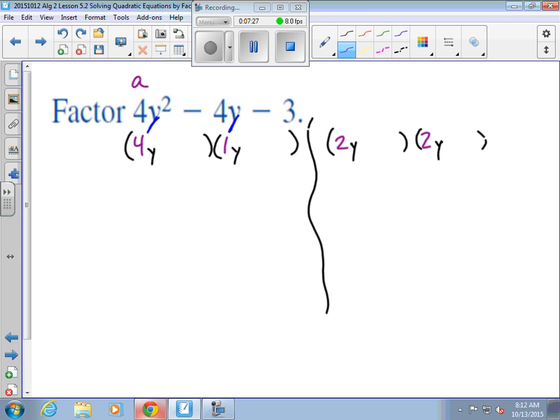What you want to do from there, before you start doing all kinds of tedious work, is look at your c value. Your c value is 3. There's only one pair of numbers that gets you to 3.